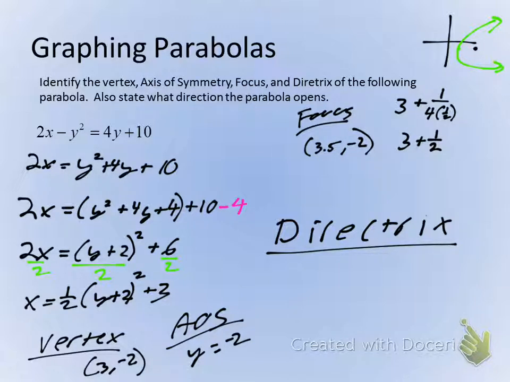Okay. Now to find your directrix, here's where knowing what kind of line it is comes into play. Since it's a left and right parabola, the directrix goes vertically, like that. Which means that line starts with what? X. X equals. And you do the same thing you did with your focus, except this sign is what? Minus. So it's 3 minus 1/2, which gives you the line x equals 2.5.